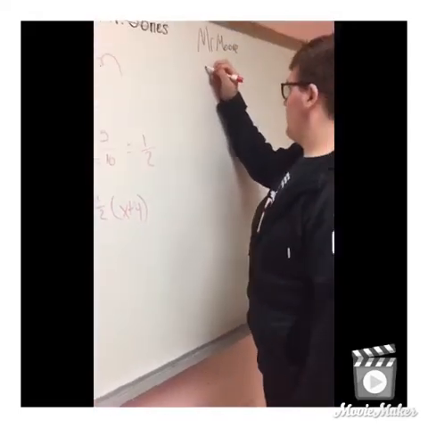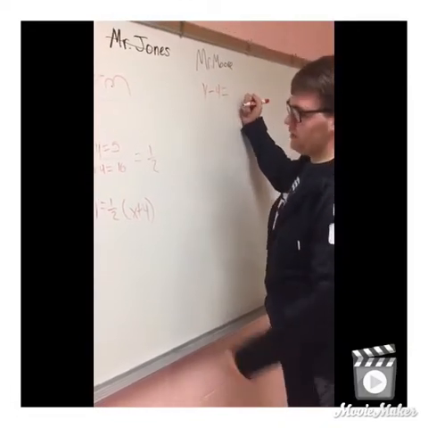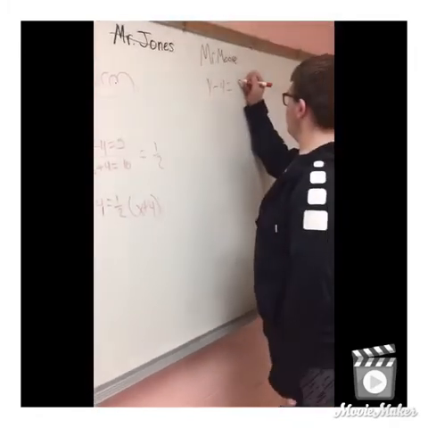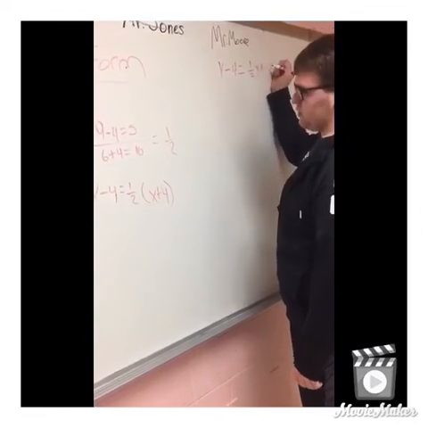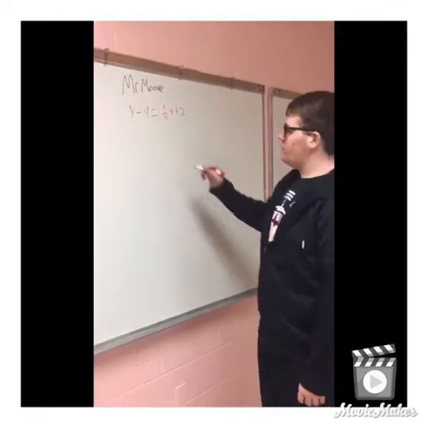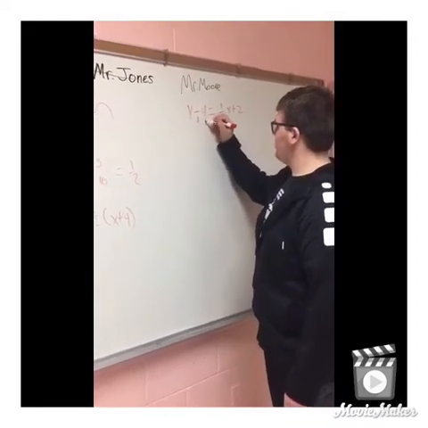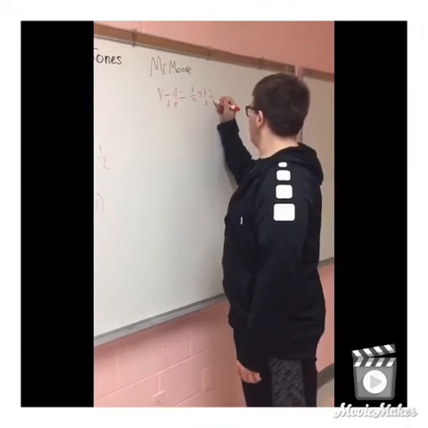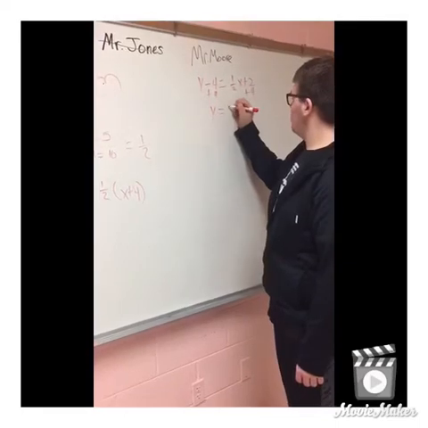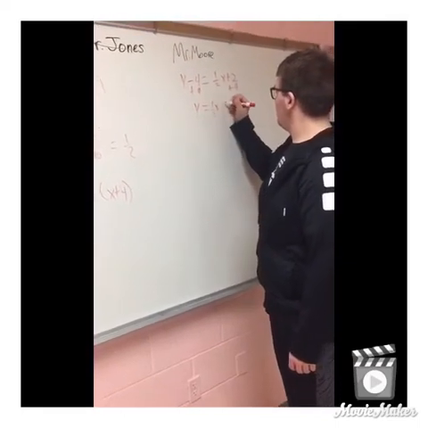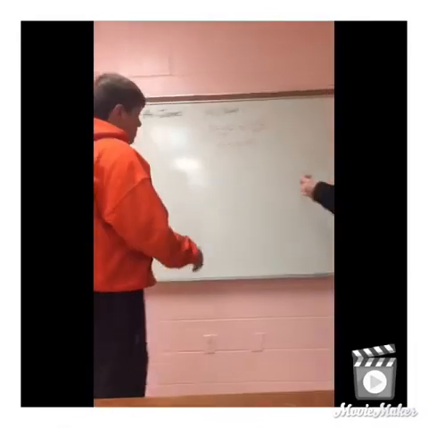Okay, first we just need to go ahead and bring this down. And then on this side, we need to do the distributive property, which makes this 1/2 x plus 2. Now I need to get this y all by itself, and to do that, I'll add 4 to both sides, which will make this y equals 1/2 x plus 6. Okay, good job, Mr. Jones.